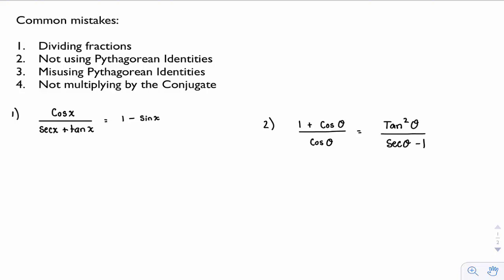Alright guys, in this video, as you can probably tell, I'm going to be going over some common mistakes that students tend to make when simplifying or verifying trig identities. I'm going to color code this, so you'll see the first one I'm going to do in red here, so you can see which topic I'm bringing up.